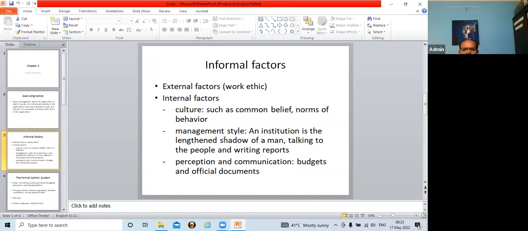Second internal factor, that is management style. Even in India, there are different types of companies which belong to the Parsi community, some to the Gujarati community, and some businesses belong to the Maharashtrian entrepreneur. So the entrepreneur from Maharashtra and the entrepreneur from Rajasthan, is their management style the same or different? What do you think? Management style is the same in India? Or is it different?